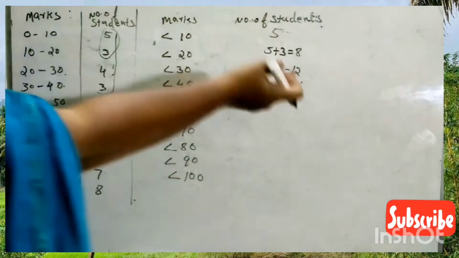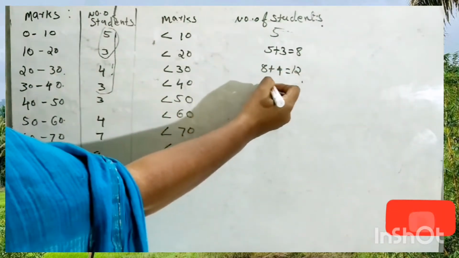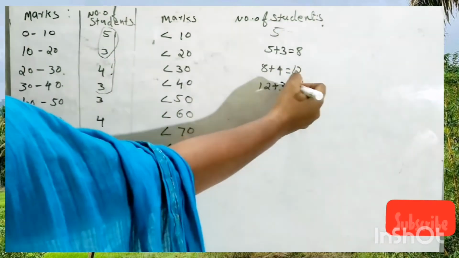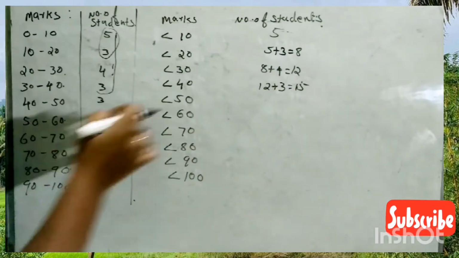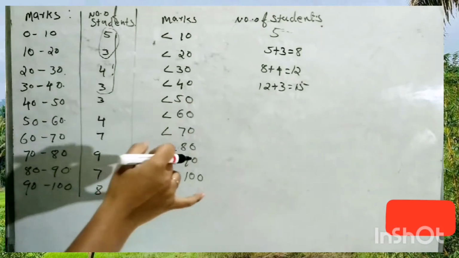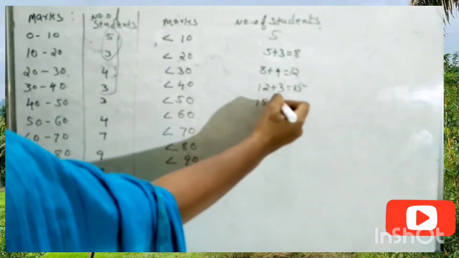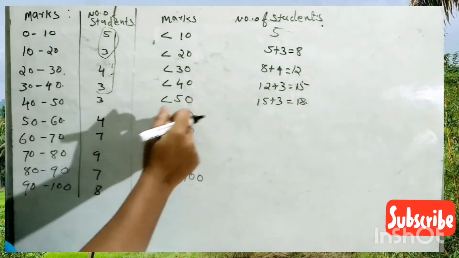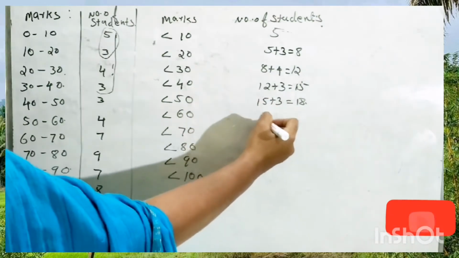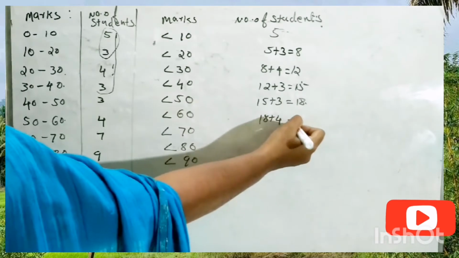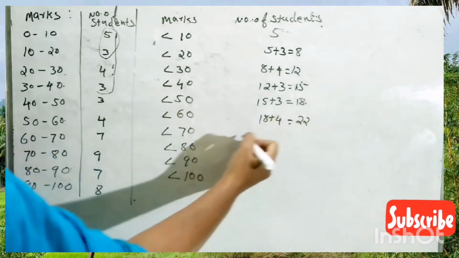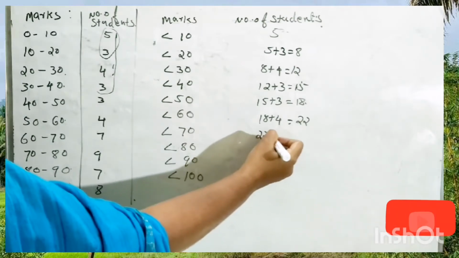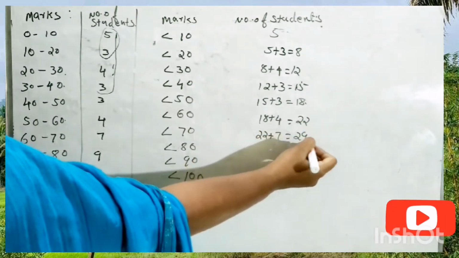Okay, already we added 3 frequencies. So 12 plus the next frequency is 3. 12 plus 3 is equal to 15. Okay, less than 50 means 5 frequencies we need to add, that 15 plus 3 is equal to 18. Less than 60 means 18 plus 4 is equal to 22. And the next one, less than 70 is 22 plus 7 is equal to 29.